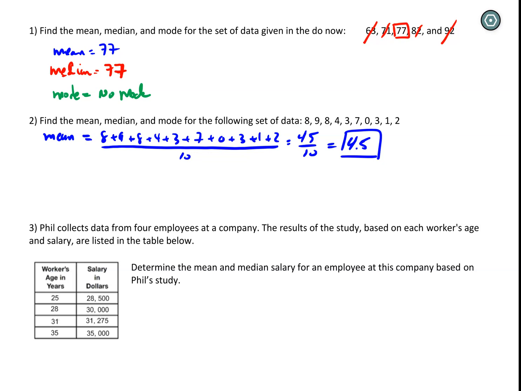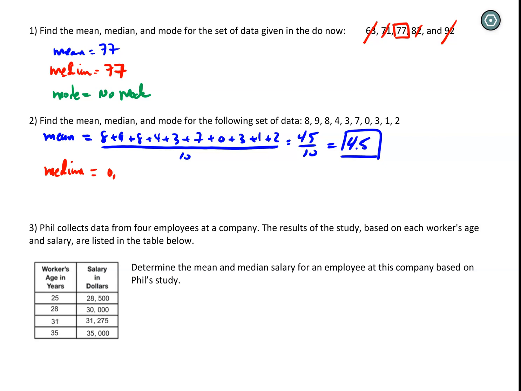The median, right? If we were looking for the median, I can't just start crossing out the top and the lowest one here and go from there, because they're not in numerical order. So I'd have to rewrite this list from here. So I'm just going to rewrite this.